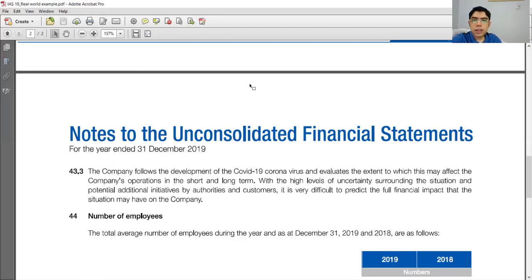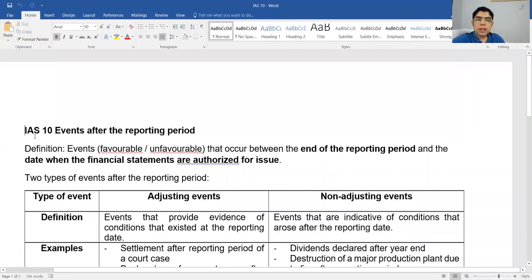So now I would be sharing another screen with you to illustrate this principle, the basic principles of IAS 10, events after the reporting period. So events that occur between the end of the reporting period and the date when financial statements are authorized for issue. In the real world example that we've just seen, you all must have noticed that the end of the reporting period was 31st December 2019, and financial statements were authorized for issue by the board on 13th March 2020. So between these two dates, whatever favorable or unfavorable events that occur, they are termed as events after the reporting period.